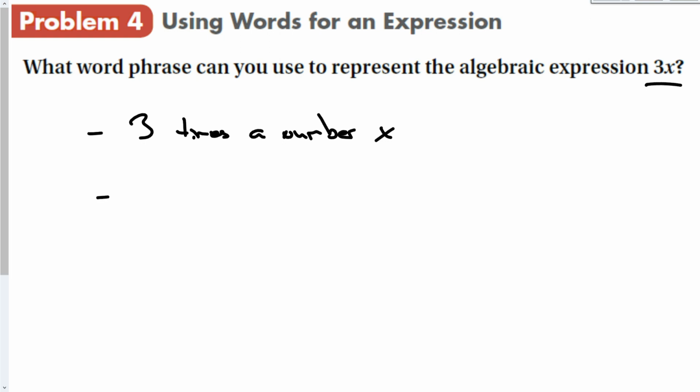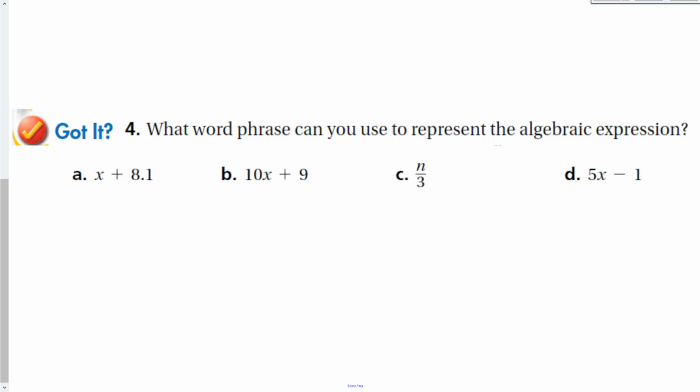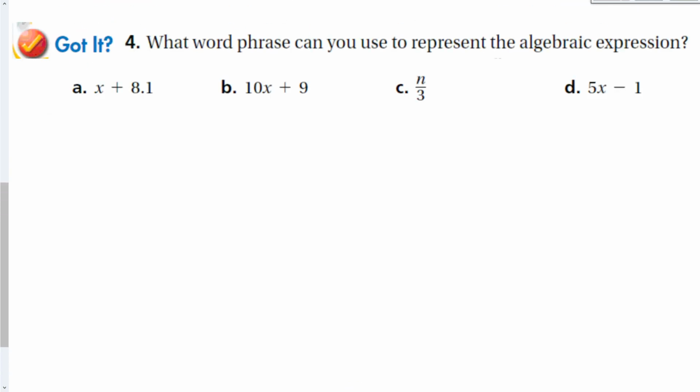Okay. Another way to do it is the product of 3 and a number x. So two different sentences, both mean the same thing. Let's look at a few more. So for my got it problems, I don't have a lot of room, but what word or phrase can we use to represent these expressions?